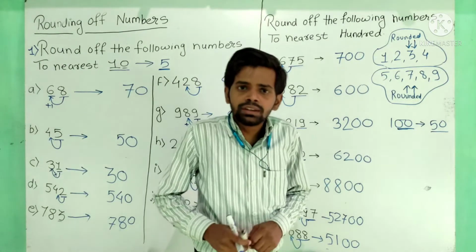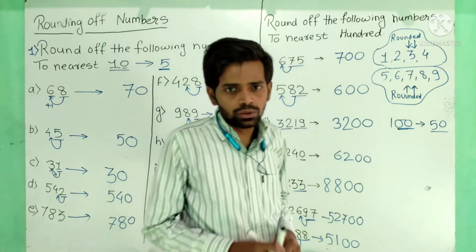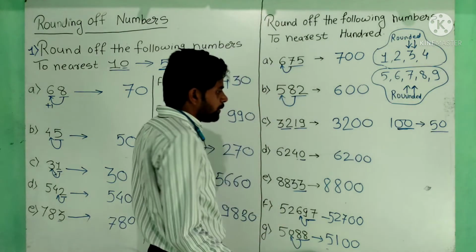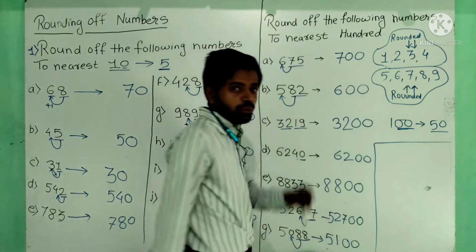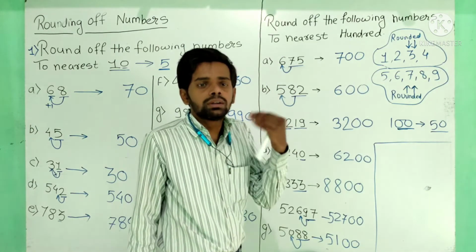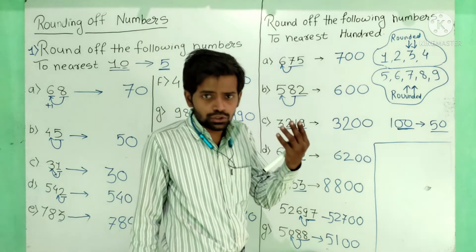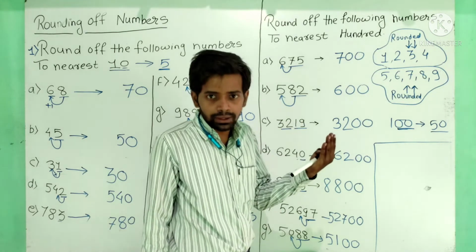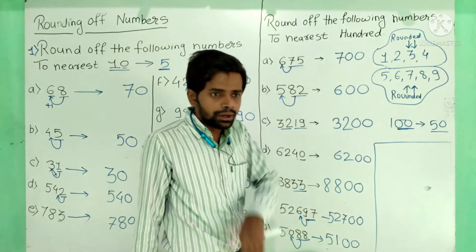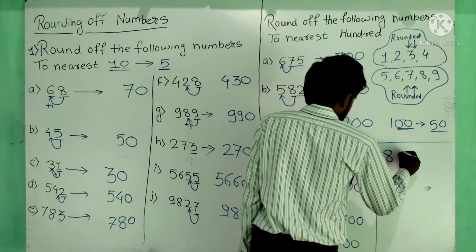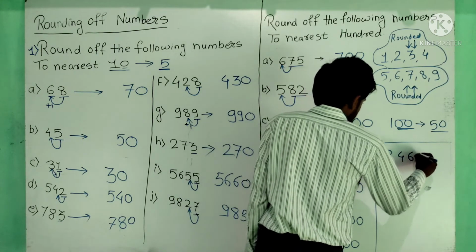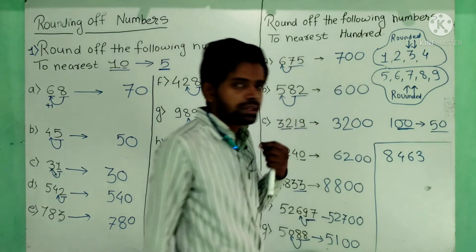Dear students, nearest 1000, same thing is there. Okay, if you want to find the nearest 1000 of a number, I'm solving here. I'm taking one question in which the numbers are strong, that means we will round it up, and one number will be rounded down. Okay, so look here. It is 8463. Okay, now listen everyone here.